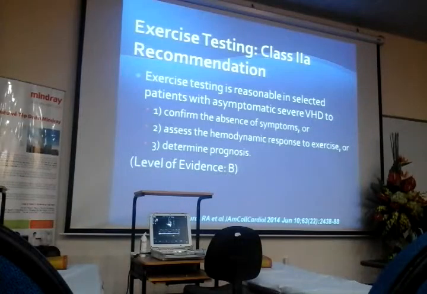So exercise testing is recommended and reasonable in patients with asymptomatic severe disease to confirm the absence of symptoms and assess the hemodynamic response to exercise and determine prognosis.